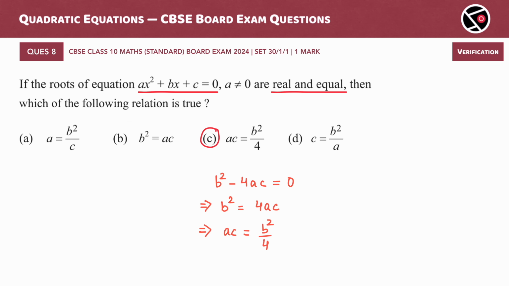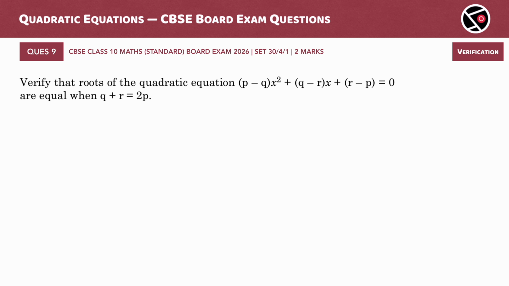This was quite simple, right? The next one from 2026 board exams might not be this easy. Pause the video and give it a try. We have to prove that the roots are equal when q plus r equals 2p. So, how do we proceed? For equal roots, the discriminant must be 0. So let's calculate the discriminant and see whether it becomes 0 using the given condition. q plus r equals 2p.